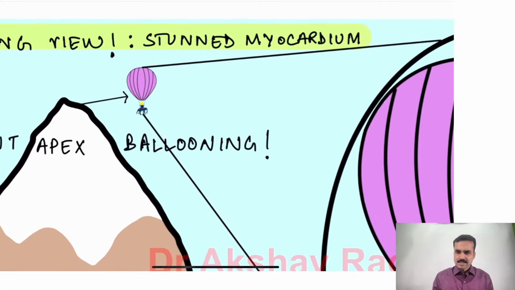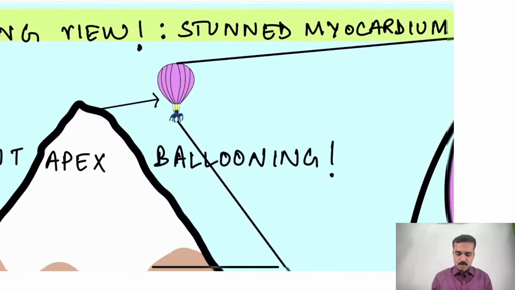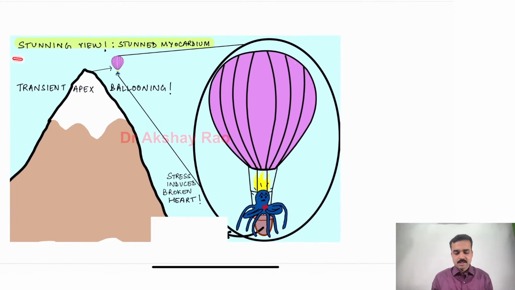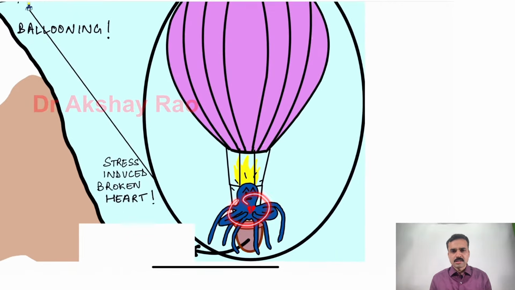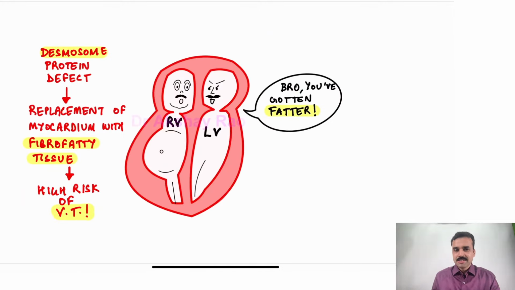So you can see that there is an octopus which has gone off on a hot air balloon ride from the apex of the mountain, and now it is seeing a stunning view, so much so that the stunning view has almost broken the octopus's heart, and the octopus is sitting on a pot also. So what could this be? While you think about it, I'll also show you this one. What do you think this is? So the left ventricle is telling the right ventricle that the body has grown fatter.